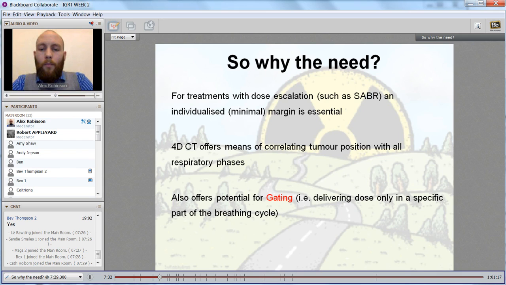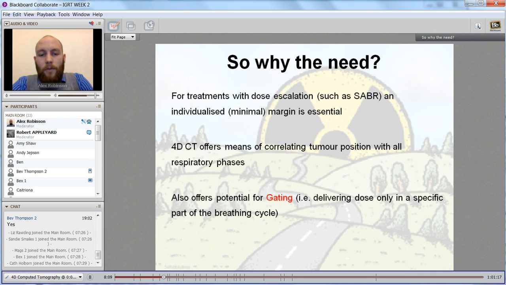So when we look at 4D, we have to consider that, as I previously said, we want to give high doses to certain areas, especially when we start looking at techniques such as SABR. If we're trying to get ablative treatment, we literally want to minimize the amount of normal tissue as much as we possibly can. So that's the requirement for 4D. It'll be interesting to see, from all the people here today, how many departments actually have 4D and are using it routinely.